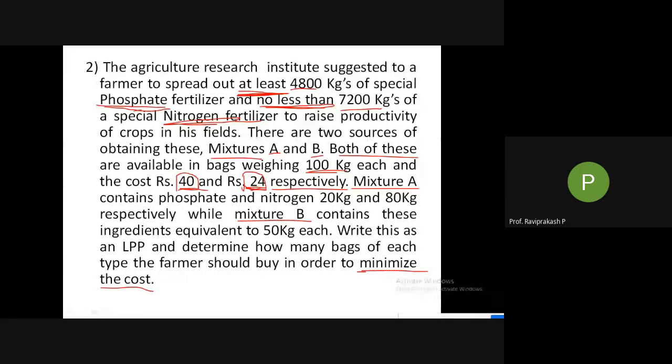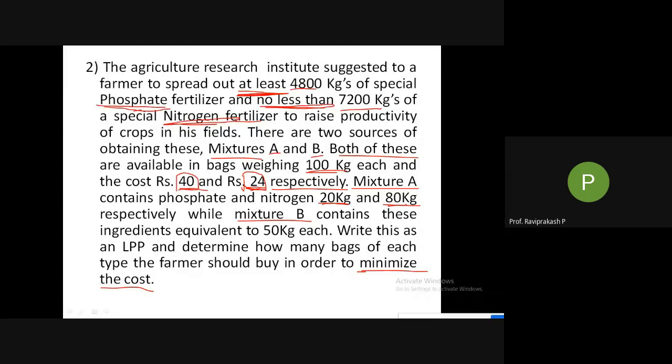So product A is there, which gives you a mixture of 20 kgs and 80 kgs. So this is 20 kgs of phosphate and 80 kgs of nitrogen. Okay, this is the breakup. Here first they have given phosphate, then nitrogen. So we have to go for 20 kgs as phosphate and 80 kgs as nitrogen.